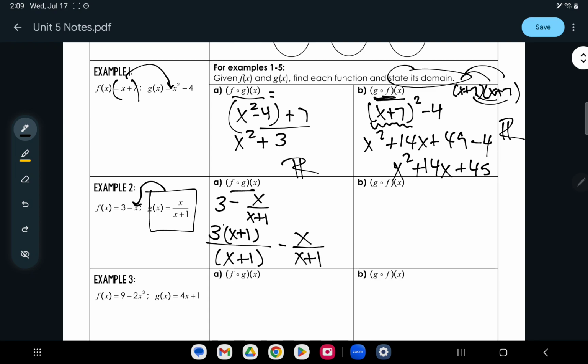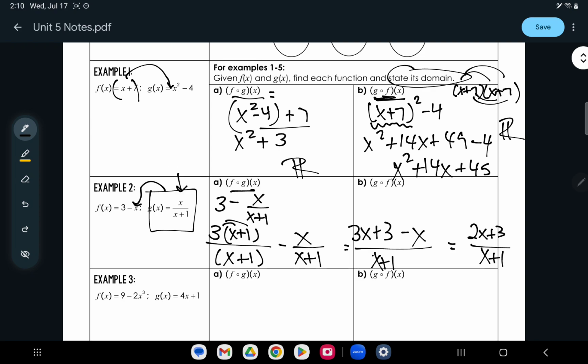Now I have to distribute this 3 before I can do any like terms, and I'm out of room, so I'm going to go in this box. So x plus 1 is the denominator. And in the numerator I have 3x plus 3, and I have this minus x. And then I can combine some like terms here on the top, and get 2x plus 3 over x plus 1. So the domain, got to look at the input function here, so that's this one.